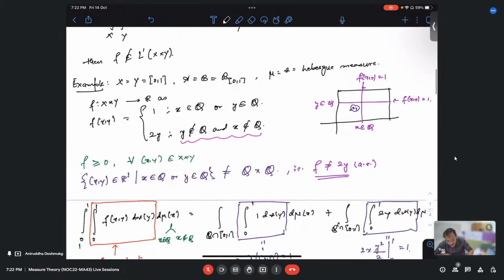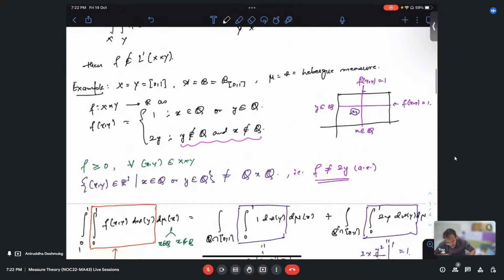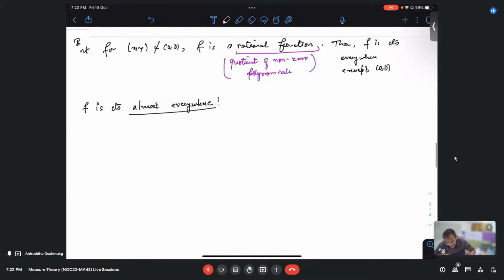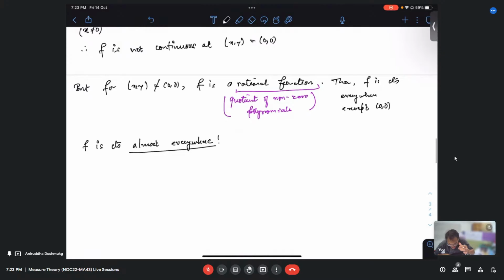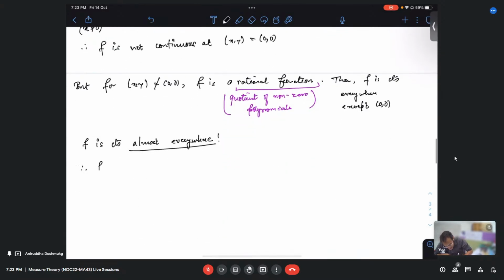At least what one can say is this is continuous at irrational points, perhaps, or in some grid it is continuous. In other parts it is not continuous, and that other part is of measure 0. That kind of an argument one can give. Let us come back. So here f is continuous almost everywhere, and therefore f is Borel measurable. That's one measurable.